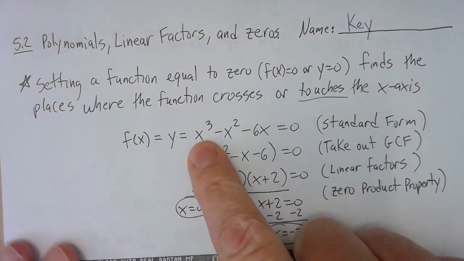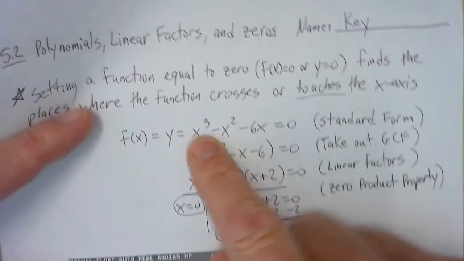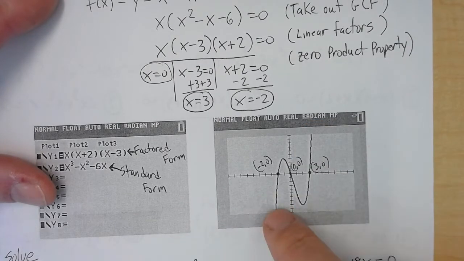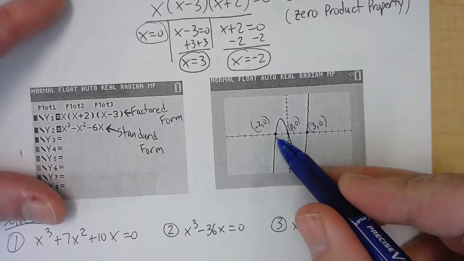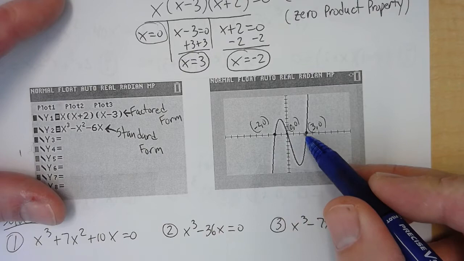So here's my polynomial, positive and odd. So positive and odd, it's up on the right, down on the left. It increases, decreases, and increases. And we can see here that it crosses 3 times: -2, 0, and -3.